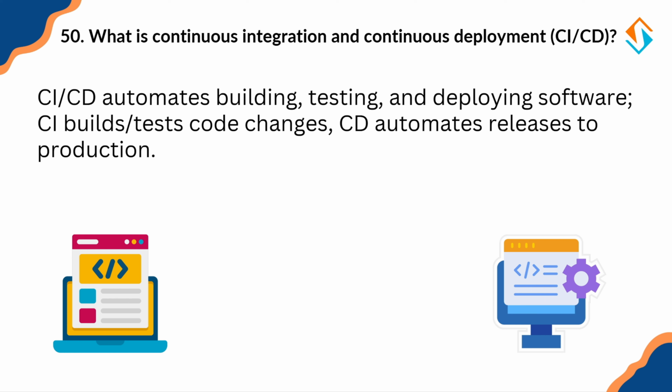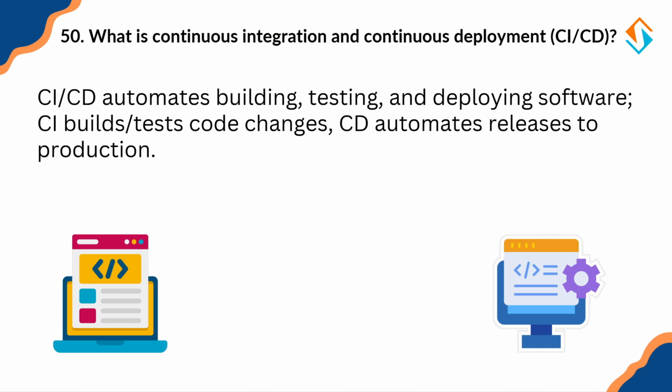So friends, now let's come to the question number 50 and our last question of this video. What is continuous integration and continuous deployment, CI/CD? CI/CD automates software building, testing and deployment, ensuring faster and reliable releases. So first is continuous integration. Developers push code frequently. Automated tests run, ensuring early bug detection.